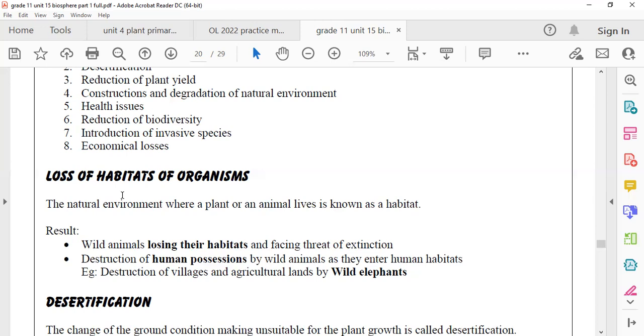Okay, one good example is Pinnawala Elephant Orphanage. We are spending money on it. Whose money? People's money. So people's money is spent on them, which means economical loss for you. That way, because habitats are lost, we have economical loss.